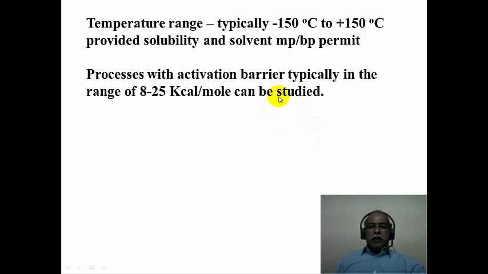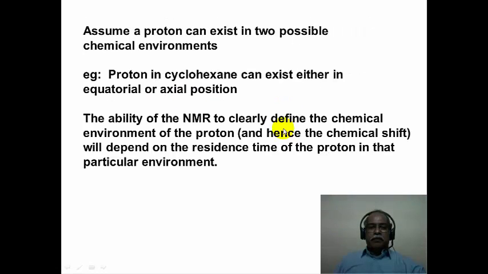Now, the sample tube in the NMR spectrometer can be either cooled up to minus 150 degrees Celsius or it can be heated to plus 150 degrees Celsius. This 300 degrees window is accessible provided the solubility and the solvent melting point, boiling point permit such an operation. Now, if the temperature of the sample can be cooled to such a wide range of temperatures, then it is possible to study processes that have activation barrier typically in the range of about 8 to 25 kilocalories per mole using NMR spectroscopy.